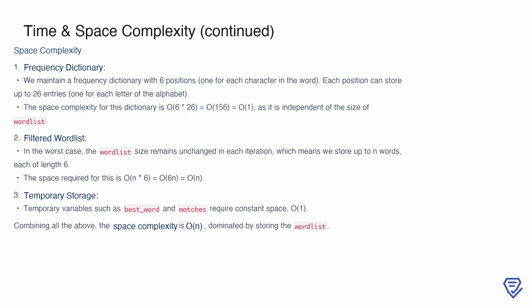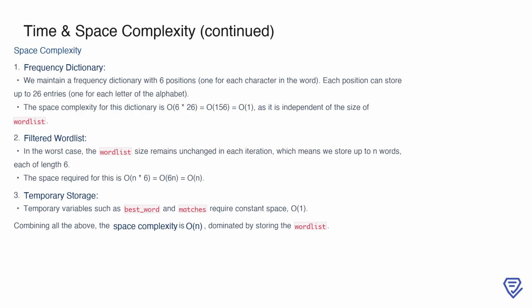Now, let's examine the space complexity of the solution. First, we maintain a frequency dictionary that tracks the frequency of characters for each of the 6 positions in the word. Since each position can store up to 26 entries, corresponding to the 26 letters in the alphabet, the space required for this dictionary is constant, O(6 * 26), simplifying to O(1), because it does not depend on the size of the word list.